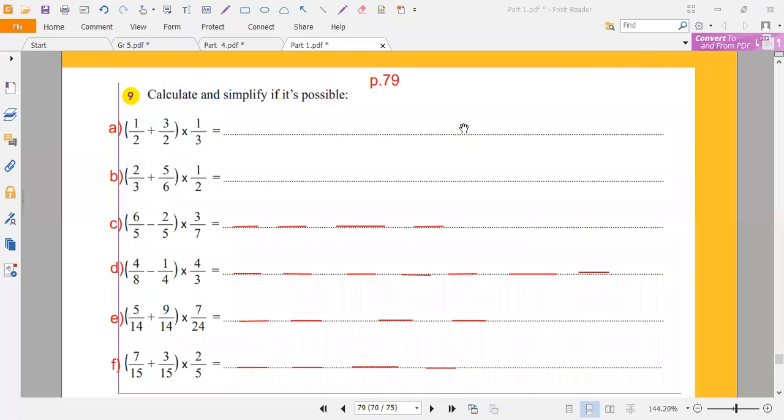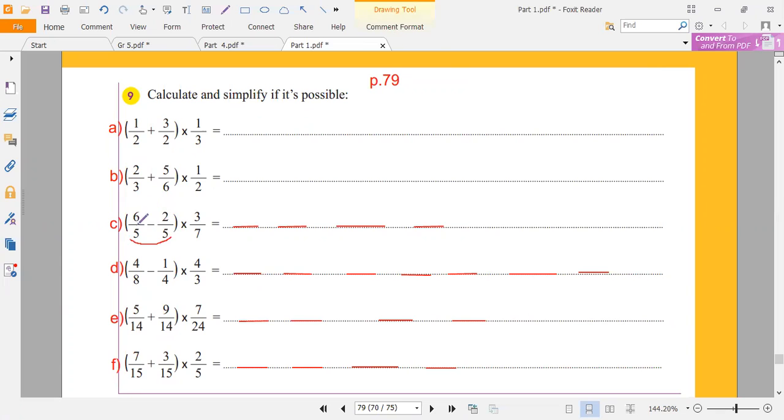Hello, in this video we have to do exercise 9, page 79. Calculate and simplify if it is possible. Let's do part C. We have parentheses and multiplication, so we have to use priorities, and we know that parentheses is stronger than multiplication.